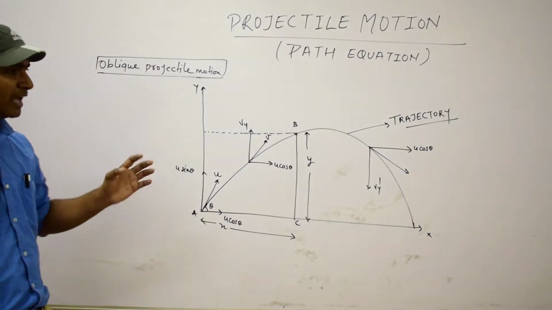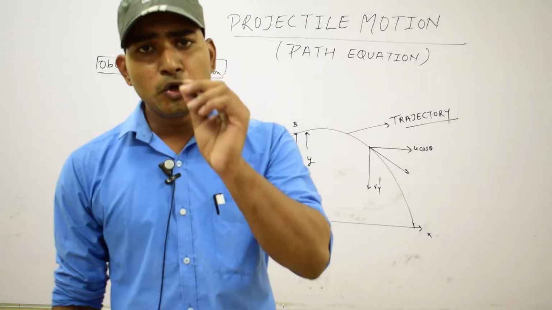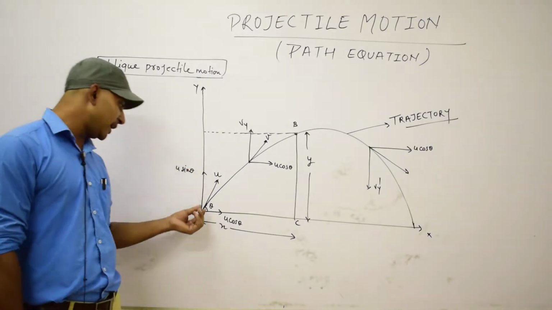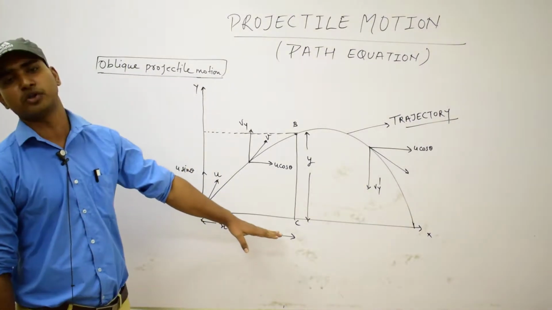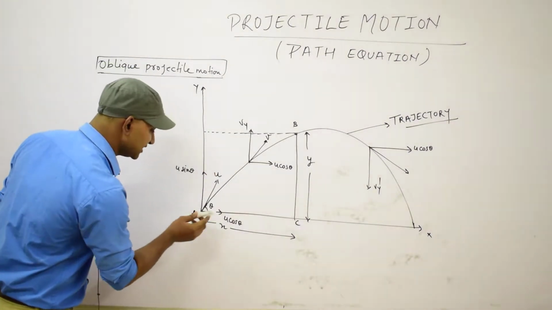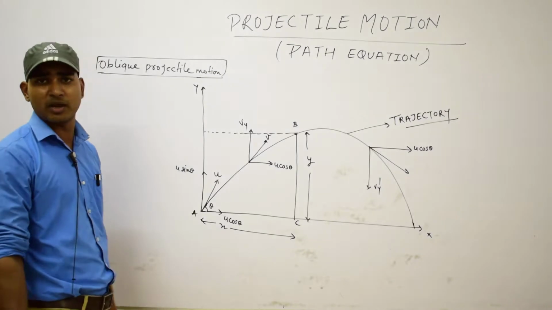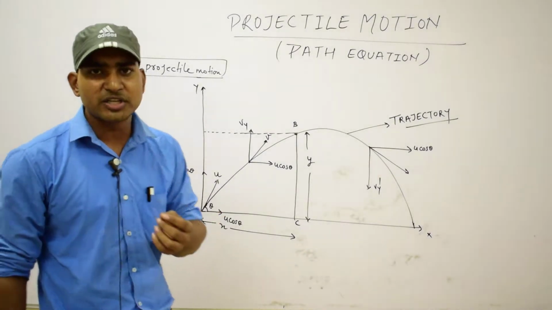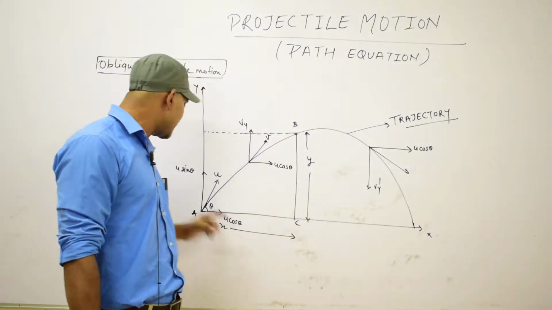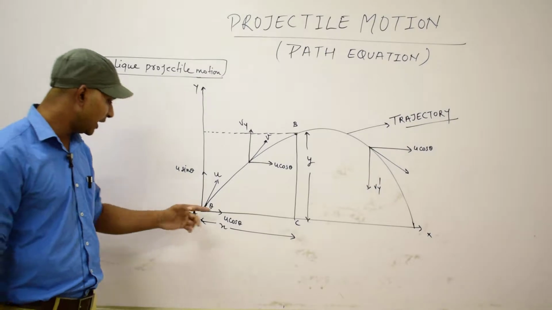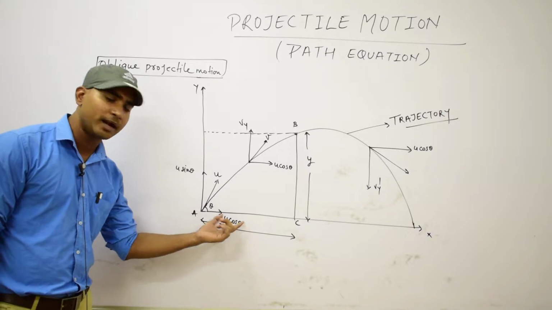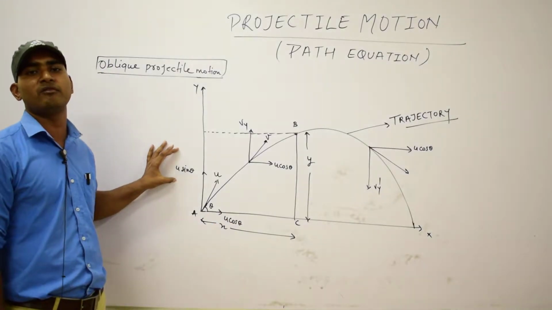As we know, there is a combination of two components of the velocity. Suppose a body is projected at an angle theta with respect to the horizontal, with initial velocity u. Velocity is a vector quantity, so we can resolve it into components along the horizontal and vertical directions. In the horizontal direction the component u cos theta acts, and in the vertical direction the component u sin theta acts.